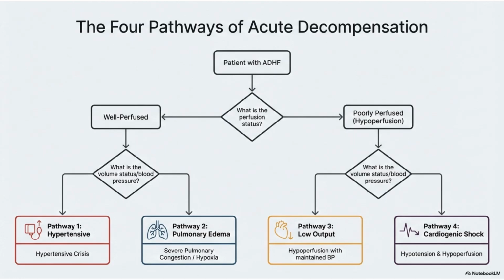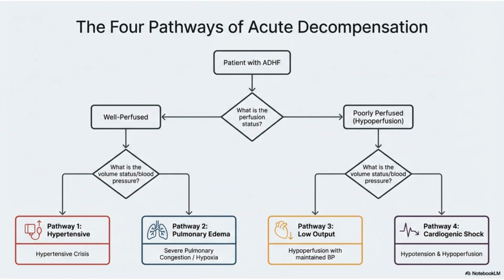Okay, so let's unpack this clinical puzzle. We'll start with what our sources are calling the typical acute decompensation. The most common one you'll see. But even here, you're saying there are two distinct paths, and they're determined by something pretty fundamental. That's right. It all comes down to volume status versus pressure.